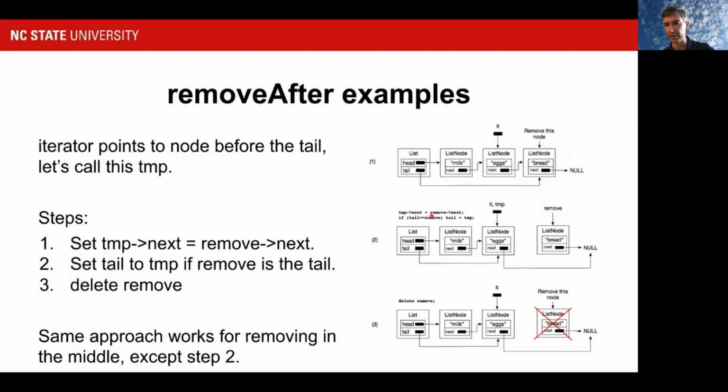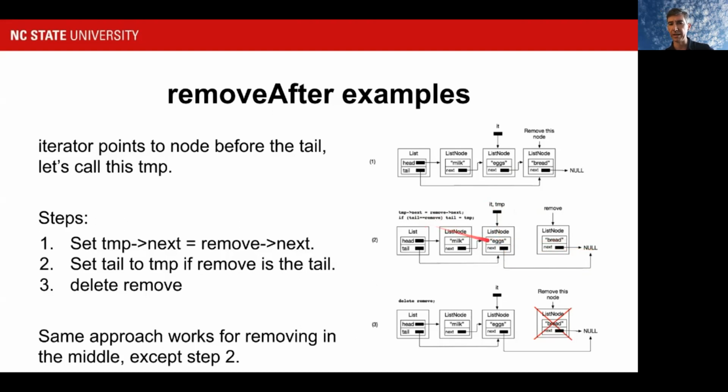And so I can say temp next equals remove next. So get the next field that the temp is pointing to. Temp is pointing to the same thing the iterator is pointing to here. And so temp next will point at whatever comes after remove. So temp next equals remove next. In this case, it's null. And so that means eggs is now the tail of the list.